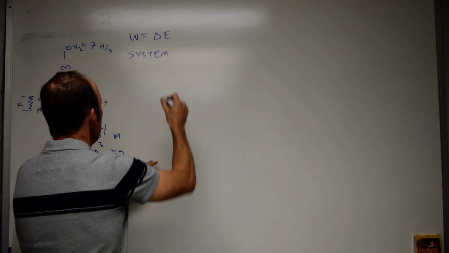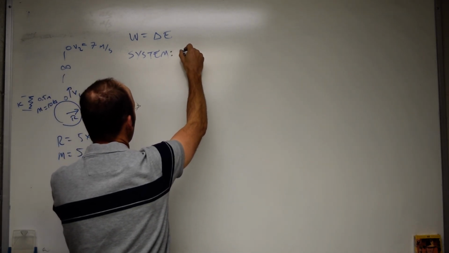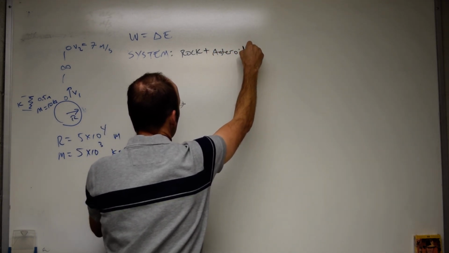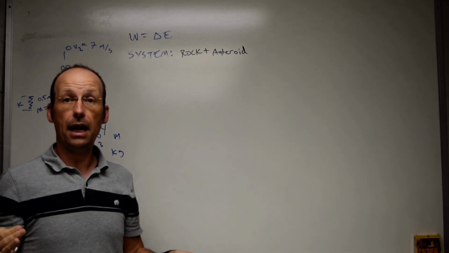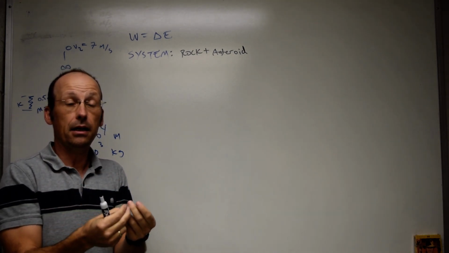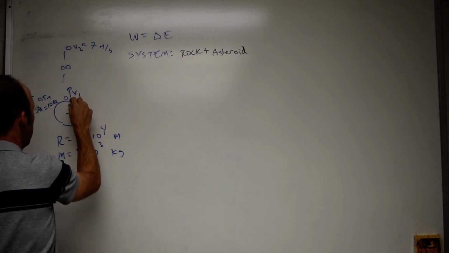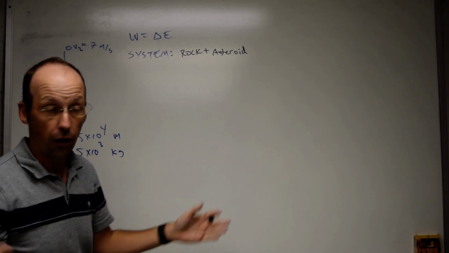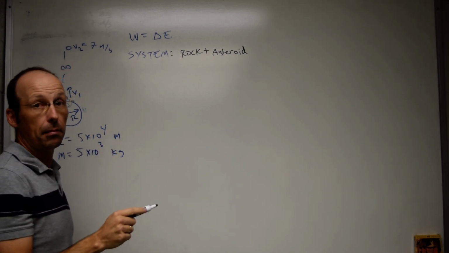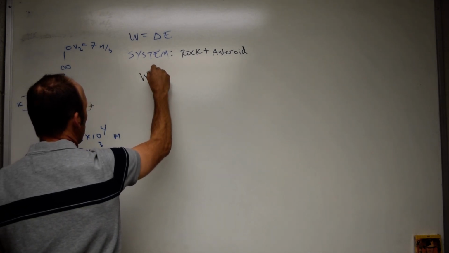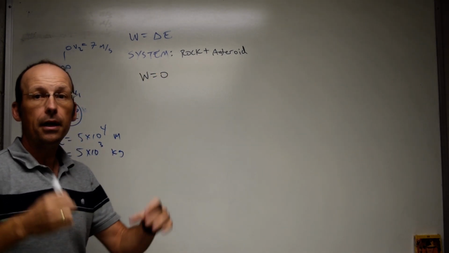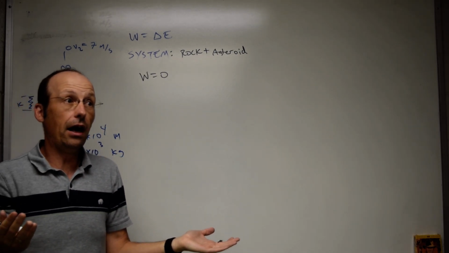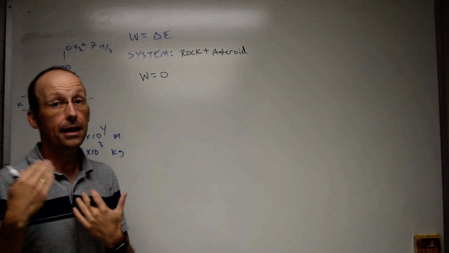Okay. So I need to pick what the system is. In this case, I'm going to say the rock plus the asteroid. And there's a reason to do that. If I pick the two objects as my system, and just to be clear, v1 is the velocity right after I throw it, v2 is the velocity when it's really far away, then I have 0 work done. Because what's acting on that rock asteroid system as it moves further away? There's no external forces, so there's no work done. And that makes it easier.